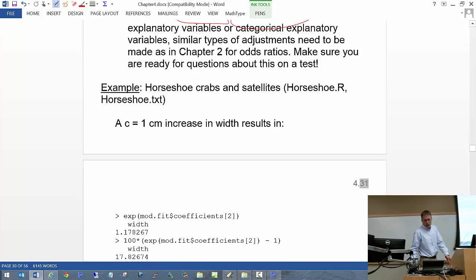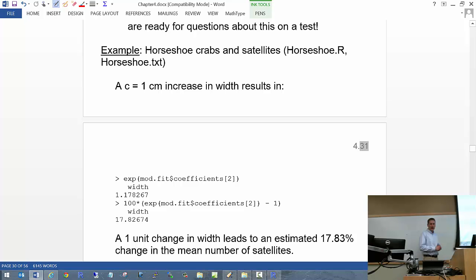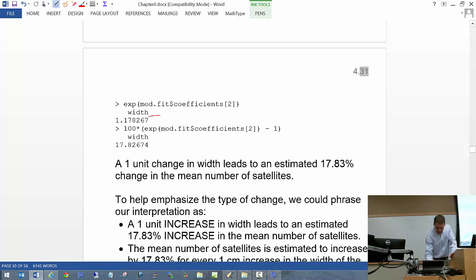So let's go back to the horseshoe crabs and satellites example. I've decided to do c equal 1. Well, that's easy. It just seems to be intuitive to use for a 1 centimeter increase in the width of the shell. And if I were to do that, my e raised to the c times beta hat 1 power is 1.17. And then if I find PC hat, I get 17.82.